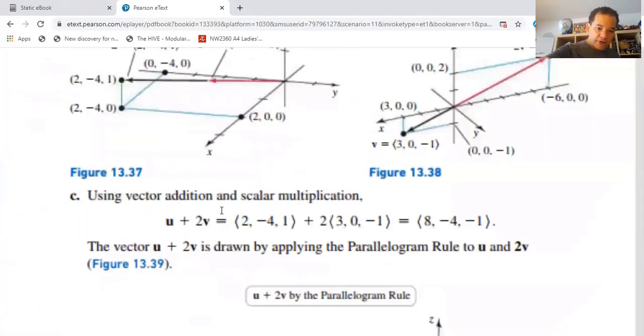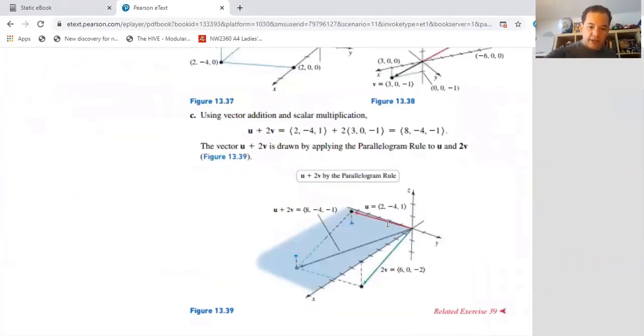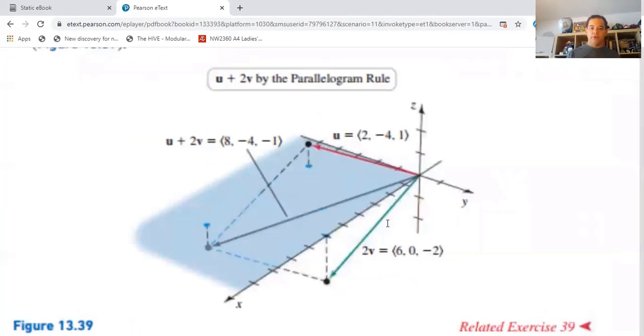And just to finish for the day, here's at the bottom how we add up u and 2v, right? So once you have u, the vector with components 2, -4, 1, you are adding it to the vector 2v, which has coordinates 6, 0, -2. And when you do it, you obtain this one in the bottom, which is the one with coordinates 8, -4, -1. And we do it by following the parallelogram rule. You can see how the parallelogram is drawn in this picture right here. Okay? All right.